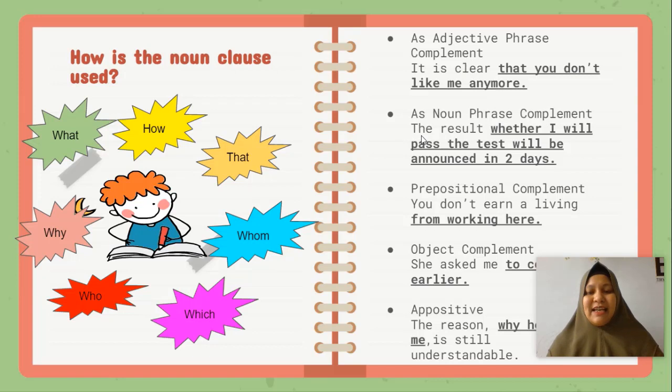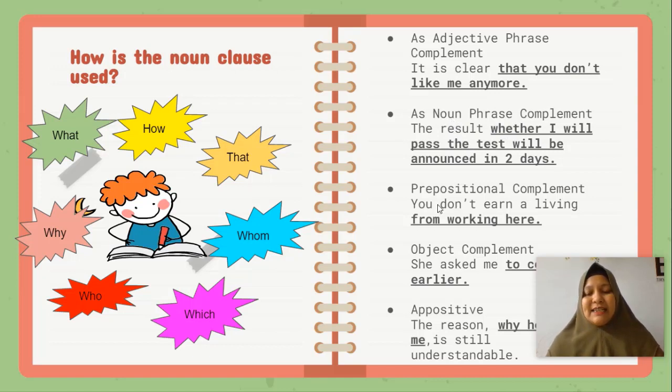Then the next is as noun phrase complement. For example, the result, whether I will pass the test, will be announced in 2 days. Whether I will pass the test is a noun clause, because it explains the result. So, noun phrase.